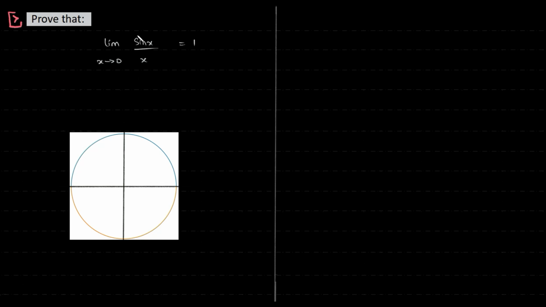Let's prove the following expression: the limit of sin x by x as x tends to 0 is equal to 1. First thing is we need to establish a diagram.